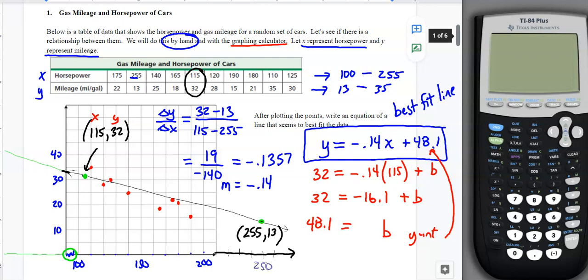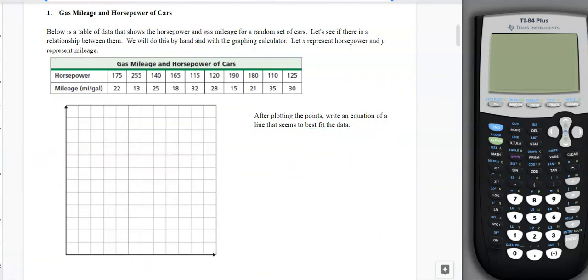Now, as you can see, that's a lot of work. We had to graph the dots, we had to draw a line, we had to write the equation by getting the slope and solving for b. So we're going to try to do this using the graphing calculator to the right. So let's go to the next page.